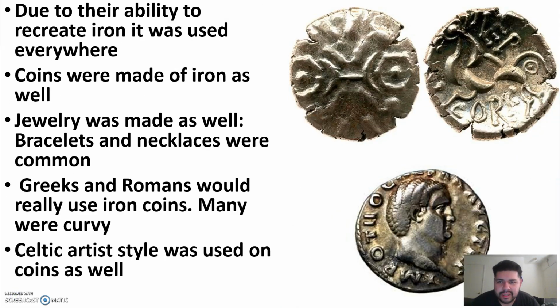Due to their ability to recreate iron, it was used everywhere, basically. Coins were made of iron. If you look at the picture to your right, there are some iron coins. Jewelry was made of it as well. Bracelets and necklaces were common. The Greeks and Romans would use iron coins. If you look at the coins, many of them were curvy. At this time too, the people creating these coins wanted to give an artistic feel, and a lot of the Celtic artist style was used on these coins. That's what's known as the Celtic style.